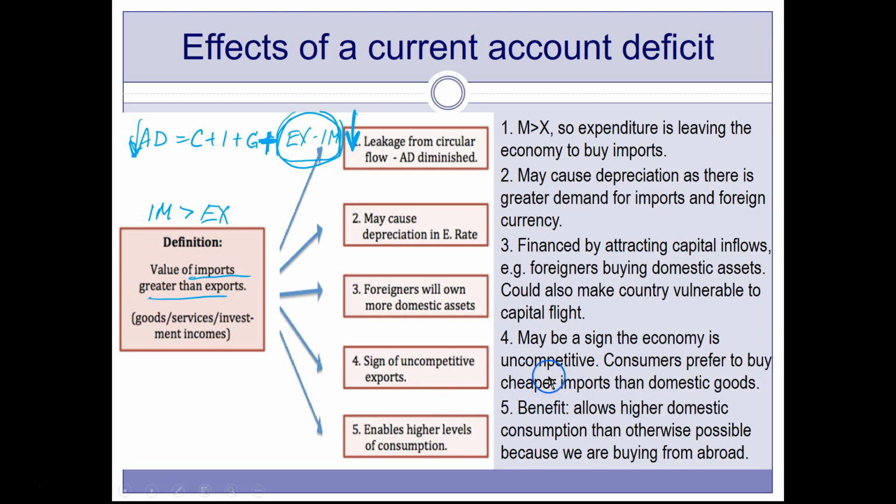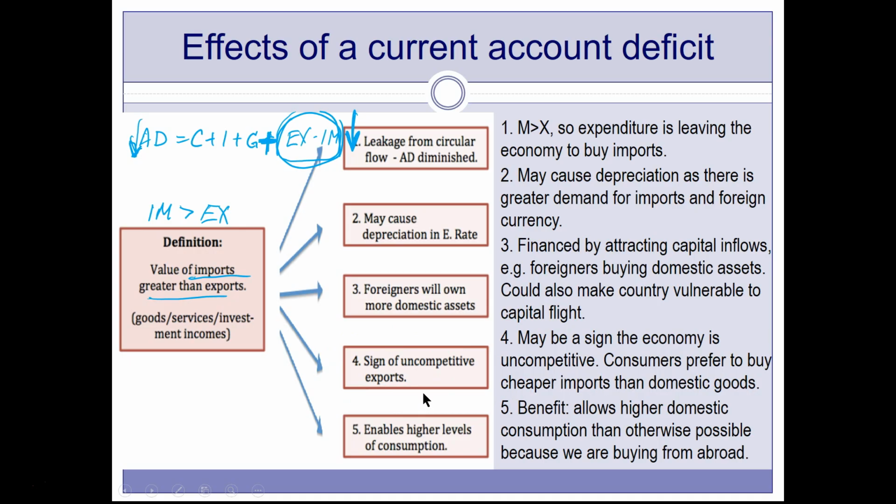They're uncompetitive. And our own consumers prefer to buy cheaper imports than our own domestic goods because they're more attractive. They are cheaper, or better, higher quality, or better satisfy our needs. We cannot sell our products to foreigners. They don't want to buy them. And we also don't want to buy our own products. So it's a sign of uncompetitive exports. It's a sign of an uncompetitive economy.